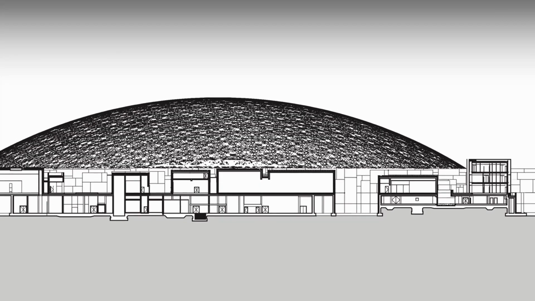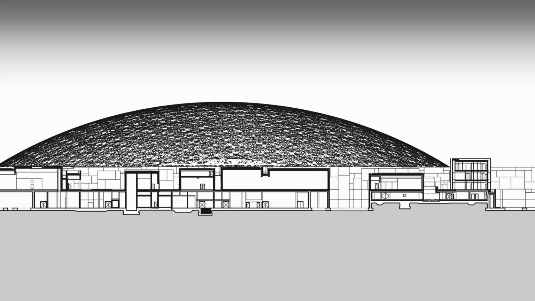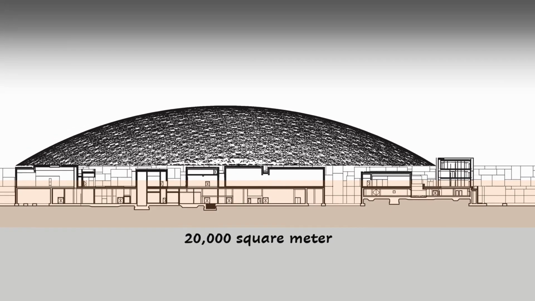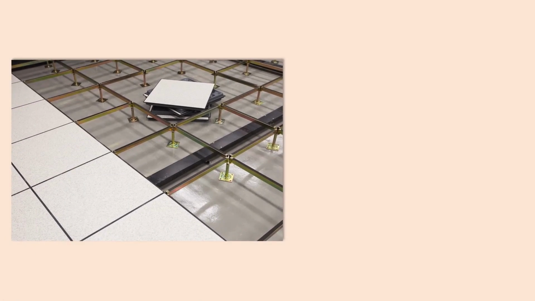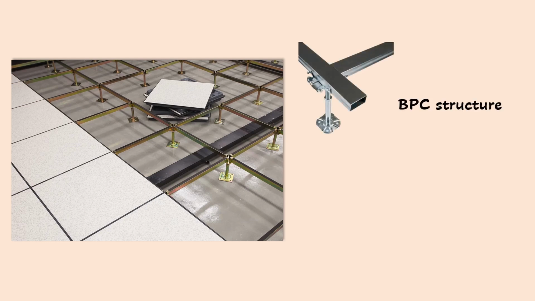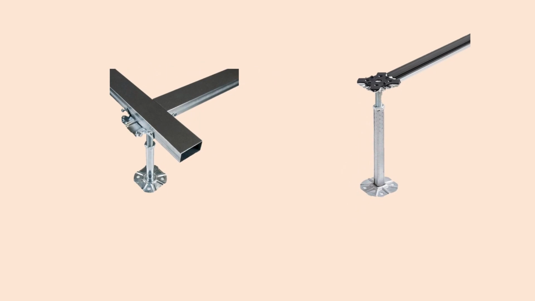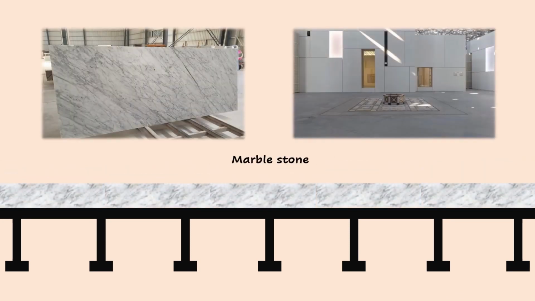To meet these requirements, the Louvre Abu Dhabi used a highly customized raised access floor certified as earthquake resistant on a floor area of 20,000 square meters. Components of this structure include the BPC structure and the Ampere structure. BPC is a substructure with extra heavy stringers. Ampere is a substructure with light stringers. Panels made of marble were located on these substructures.